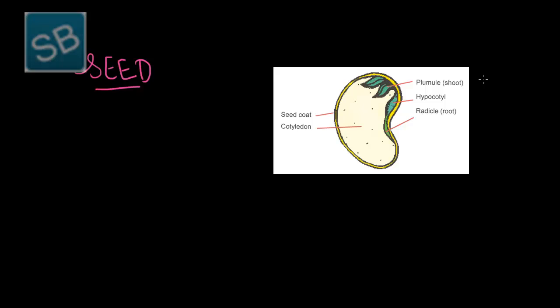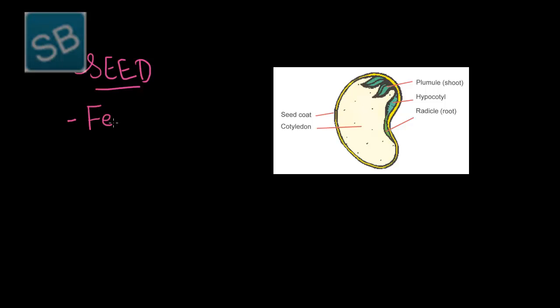Till now we have studied the two most important plant morphological structures, that is flower and fruit. Now we will start with the third structure. This figure depicts the structure of a typical seed. Now basically what is seed?